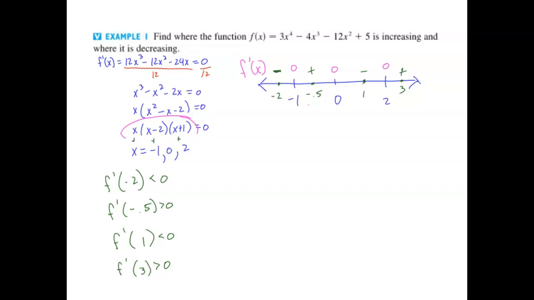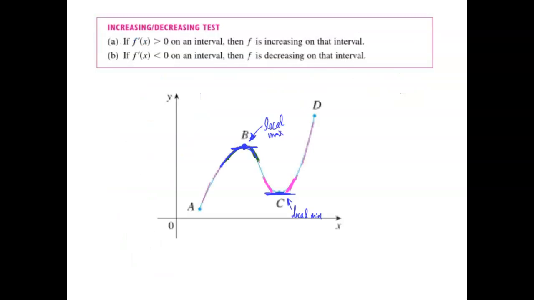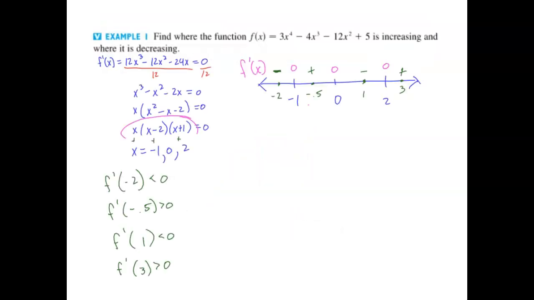So with my derivative, you can see what intervals it's negative on and what intervals it's positive on. And remember what that tells us. That tells us where the original function is increasing or decreasing. So when f prime is positive, f is increasing. When f prime is negative, f is decreasing. So I'm going to go label my answers now.